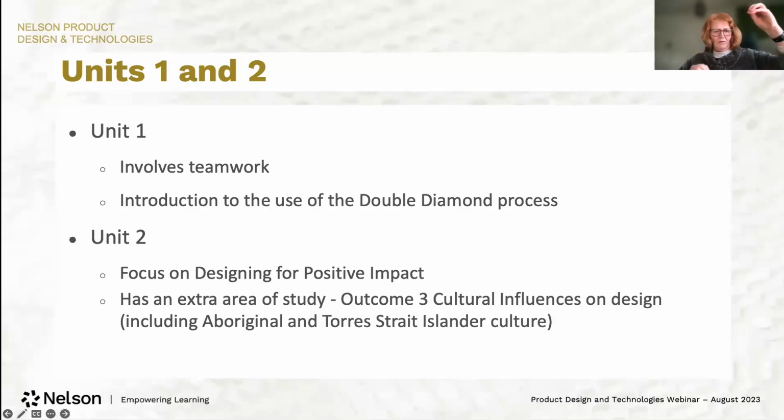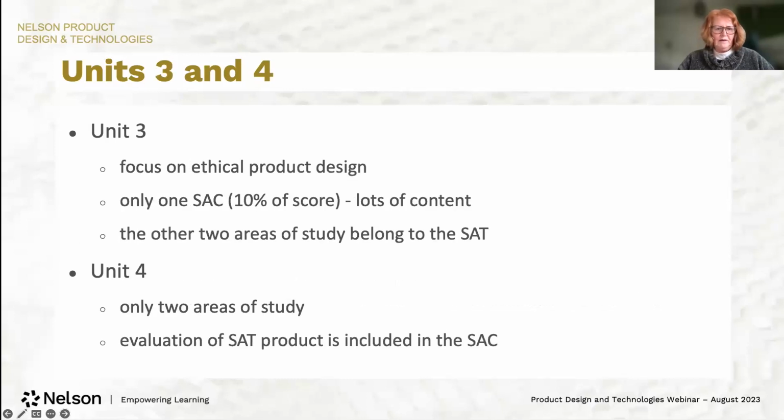The 2, 1 and 3 are very much research outcomes that look at case studies. And then the second one is the major design process outcome where students apply some of those thinkings about making positive impact to a practical situation where they can make a positive difference. Okay, we'll move on to units 3 and 4.